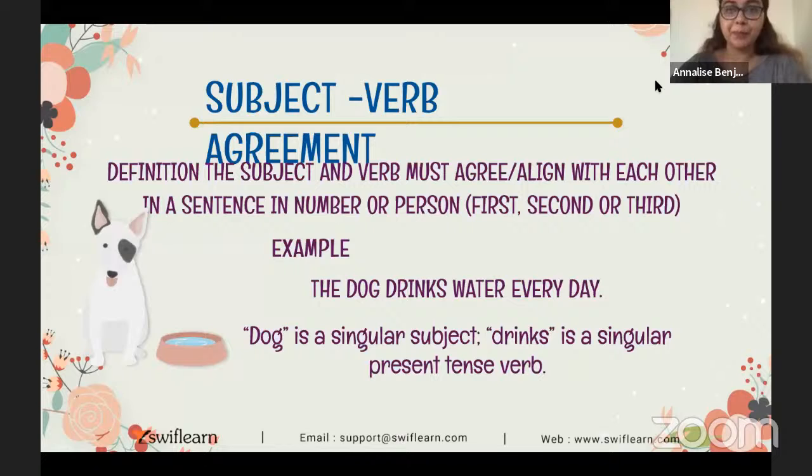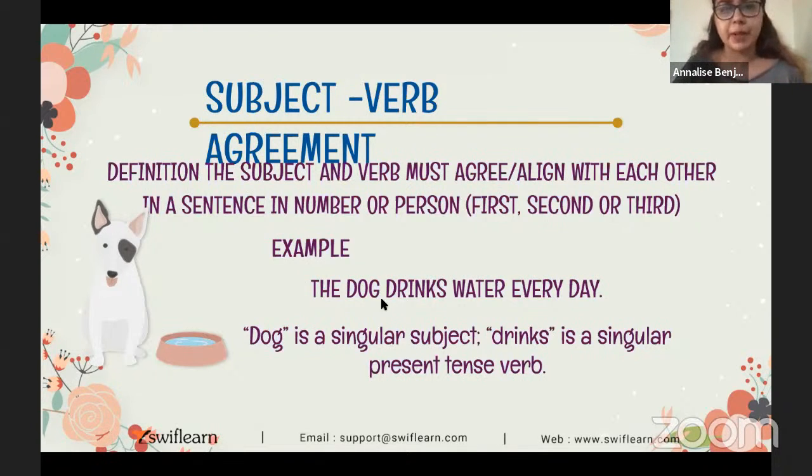So let's begin. What is subject-verb agreement? It's very simple. Like everything requires a balance, even your subject and verb need to be aligned with one another. That means they have to have similarity. They have to be similar. They must agree with each other. So if your subject is singular, your verb will also be singular. This creates a balance in your sentence.